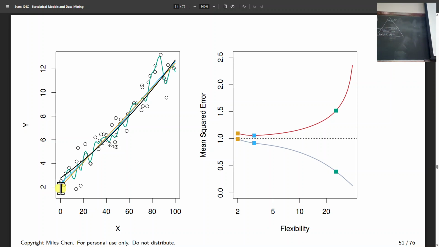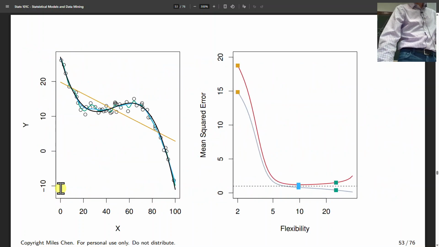And here you have the super flexible green line, right? It fits these dots really well, and so our training error is really low. But if the true relationship is this straight line, you might generate points down here. And so the test error is a lot higher for the super flexible model. Okay, and so these are the problems we run into.